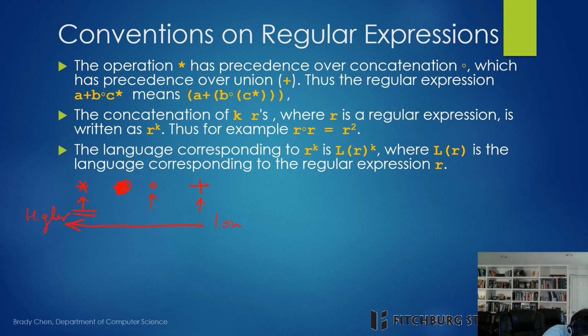That's lower. So that means if we have a regular expression like A plus B concatenated with C star, based on the conventions, this means we're going to evaluate C star first, and then we're going to evaluate the concatenation, and last we evaluate the plus.